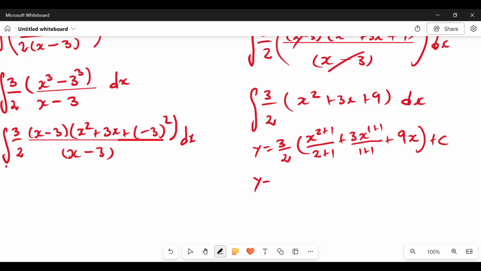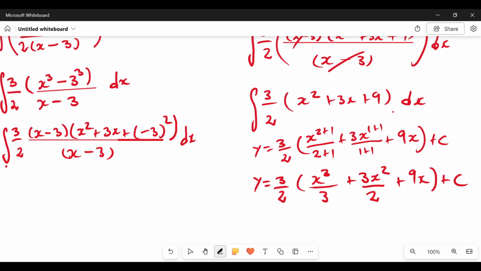Right, if you continue here, our common factors, which is 3 over 2, we still write them there. Inside the bracket, we're going to write x to the power of 2 plus 1, which is 3, divided by 2 plus 1, which is also 3. Plus, we have 3 as a coefficient, and then we can say x to the power of 1 plus 1, which is 2, divided by 1 plus 1, which is also 2, plus 9x, close bracket, plus c. Do not forget, guys, this c is outside the bracket. And also c represents the indefinite integral. Let us not forget that one, guys.